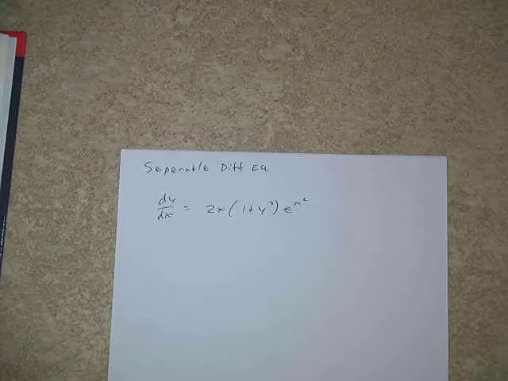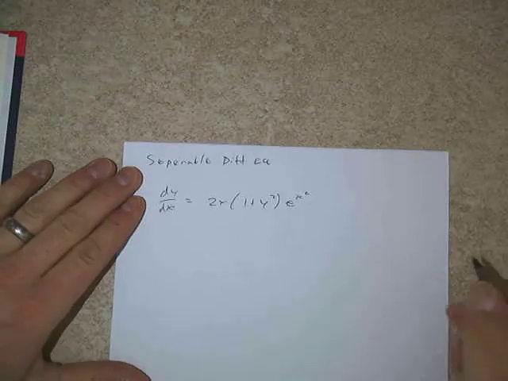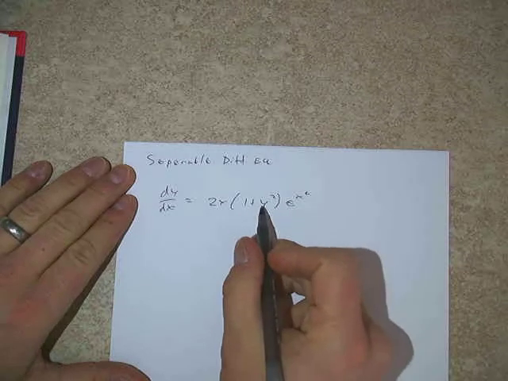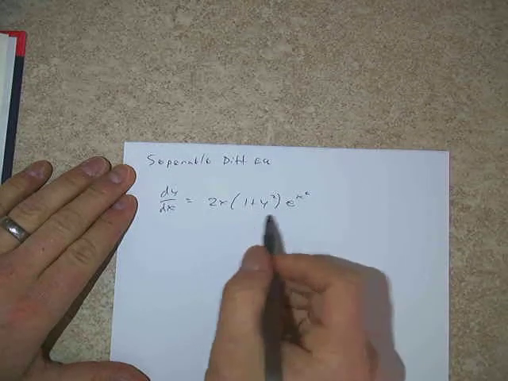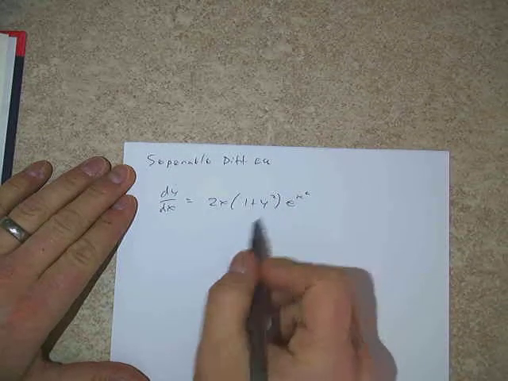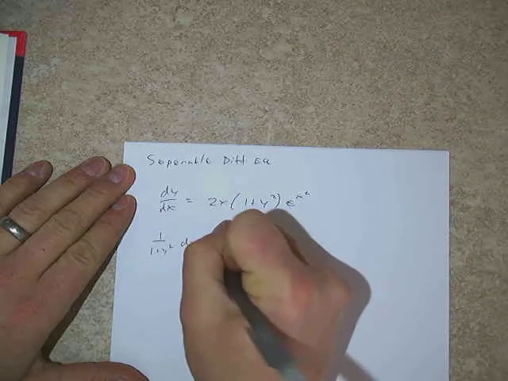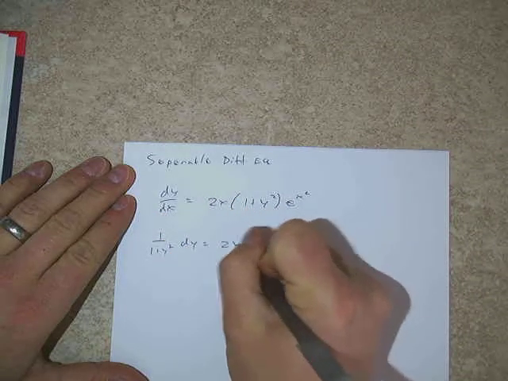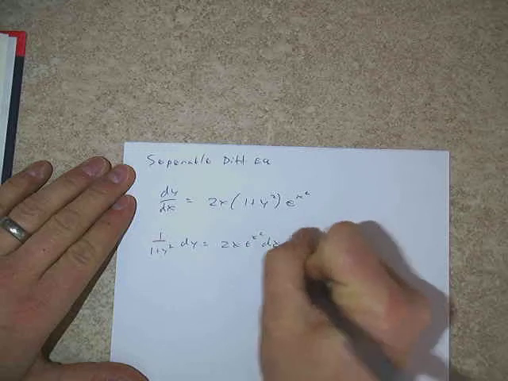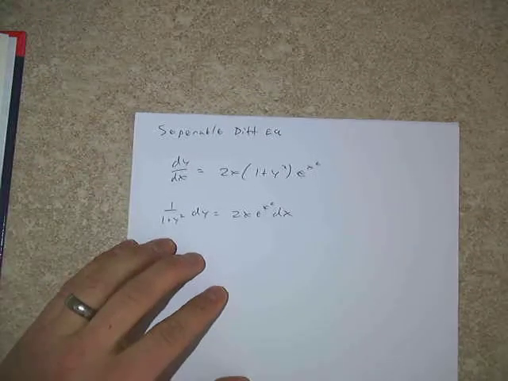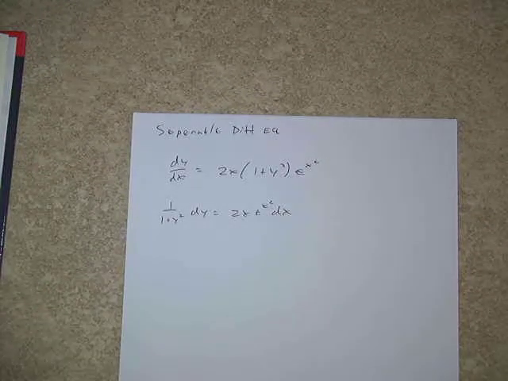All right, so when we separate the variables, our work is going to look like this. We're going to get the stuff that has y with it onto the other side, which means if this is a multiplication, which it is, we're going to divide. So we're going to wind up with 1 over 1 minus y squared dy over here. And over here we're going to have 2x e to the x squared dx on this side. So ultimately we've separated the variables. That's going to be step 1.